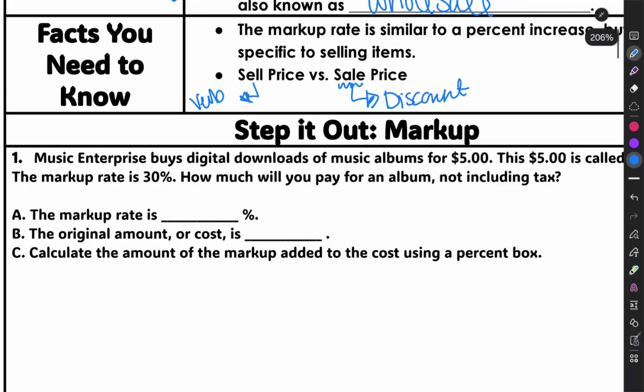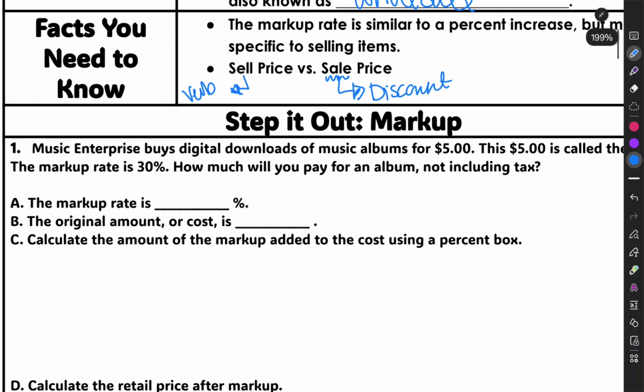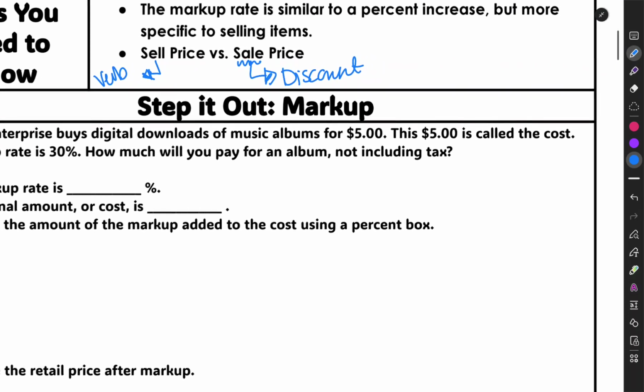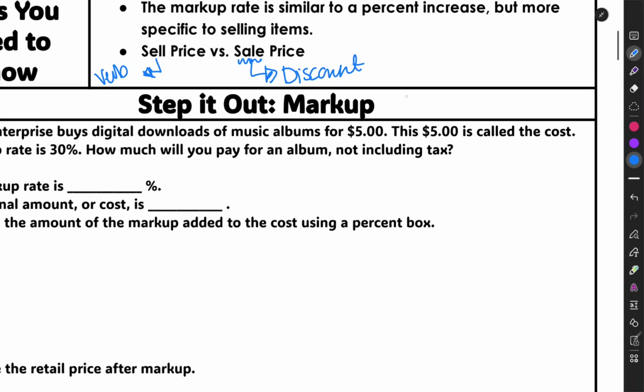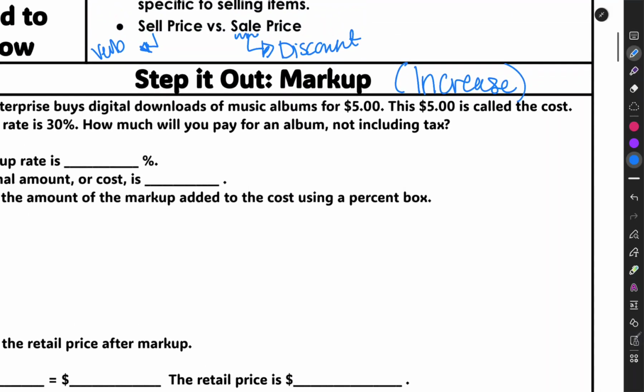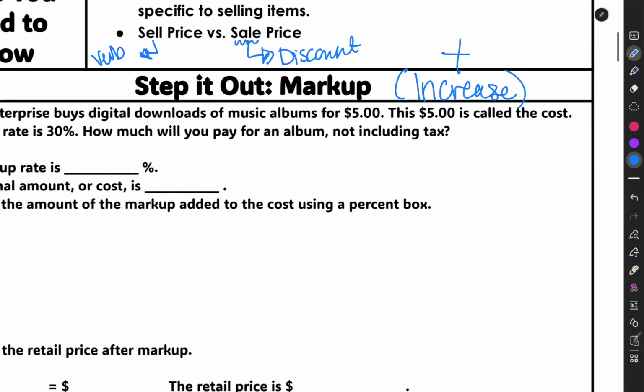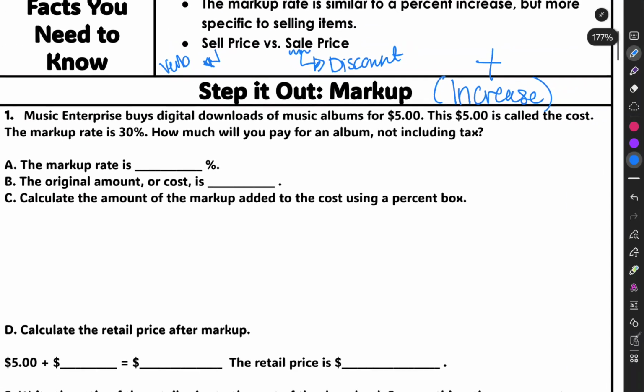So there's actually two methods we can use in solving markup and markdowns. They're very similar. The first one is exactly like we did with percent increase and decrease. And then the second method is also very similar, same box. It's just where we add and subtract is different. So when we talk about a markup, it is an increase, and when we're increasing, that is adding.